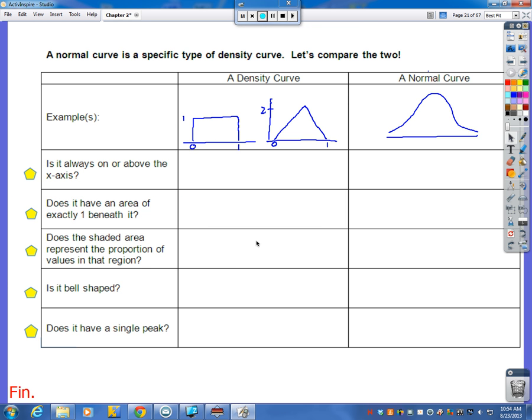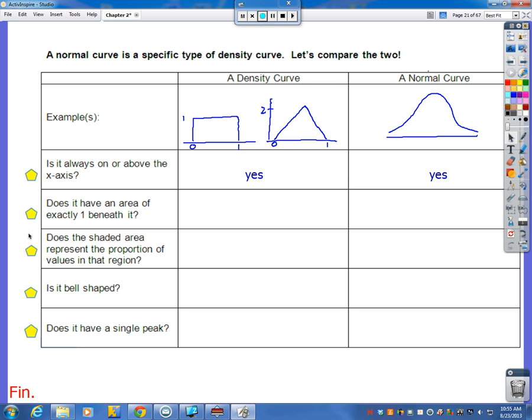So some examples here. Density curves, we talked about rectangles. We did, you know, that one example you have to do is a triangle. But a normal curve is always a bell-shaped looking curve. Always. Is it always on or above the x-axis? Yes and yes. Always true for both of these.